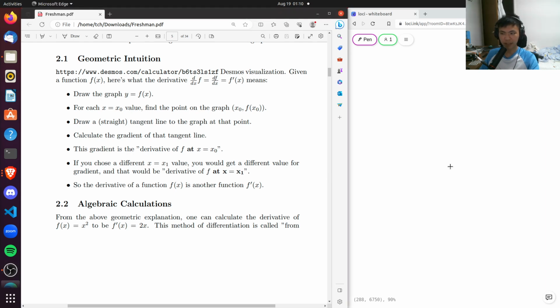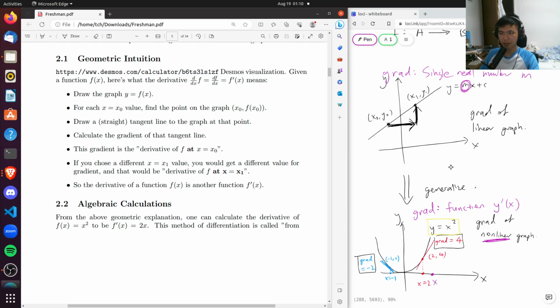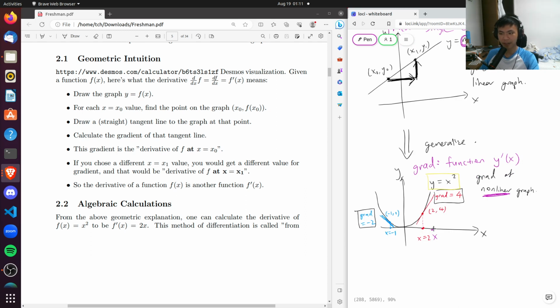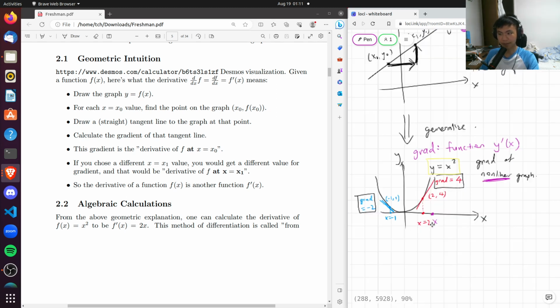So in the previous video, we went over the geometrical intuition for what the derivative is, and we learned that in order to describe the gradient of a non-linear function, we cannot just have one real number describe the gradient. We actually need a function, which takes in a value x and outputs the value of the gradient at that point x. The gradient is geometrically calculated by taking the point on the graph, drawing a tangent line to it, and calculating the gradient of that tangent line.